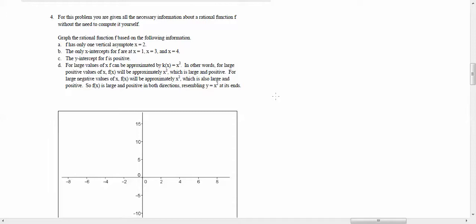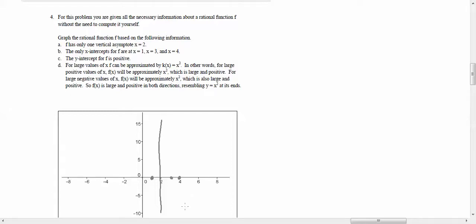Let's see what we got here. This is another one where they're giving us all the information and they want from us the equation that goes with that information. All right. So x equals 2 is the only vertical asymptote. So there's a vertical asymptote right here. The x-intercepts are 1, 3, and 4. Interesting. The y-intercept is positive.